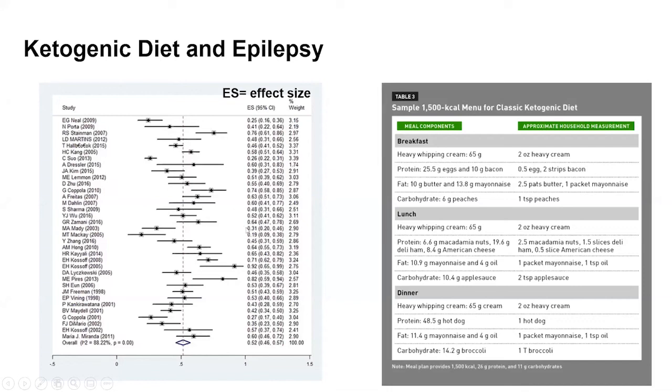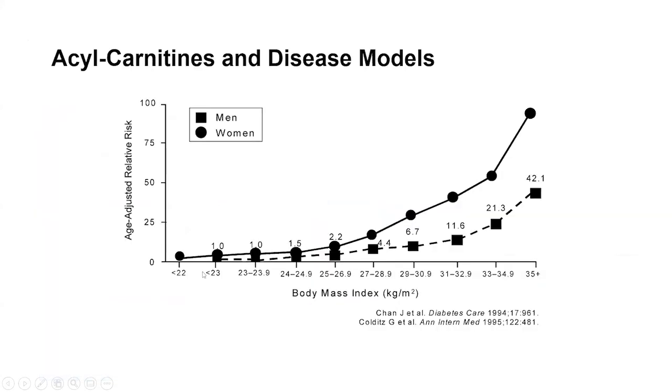And as an interesting side note, I have here on the right the typical ketogenic diet for some of these patients. If you could look, breakfast is whipping cream, eggs, bacon, fat, and heavy cream, right? Lunch is heavy cream, mayonnaise, ham, cheese, right? So that's a ketogenic diet to treat these kids.